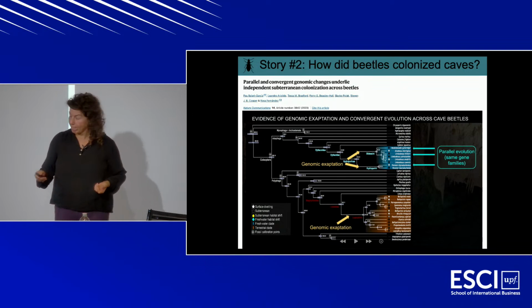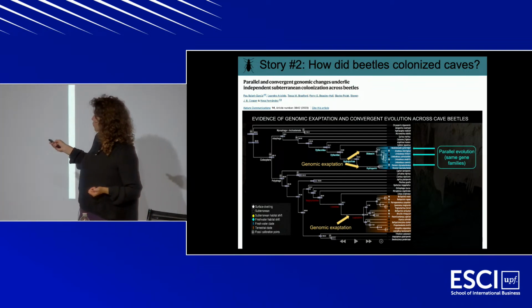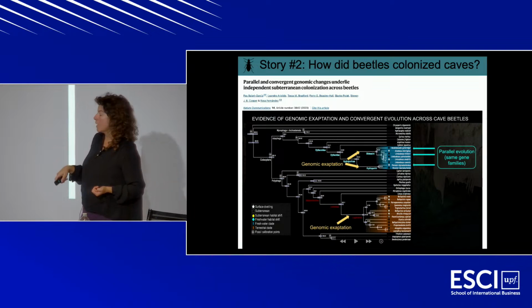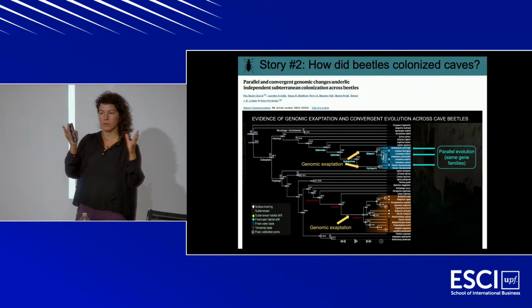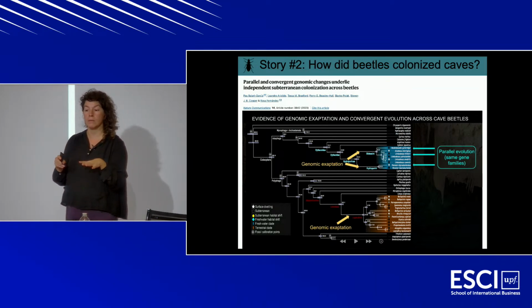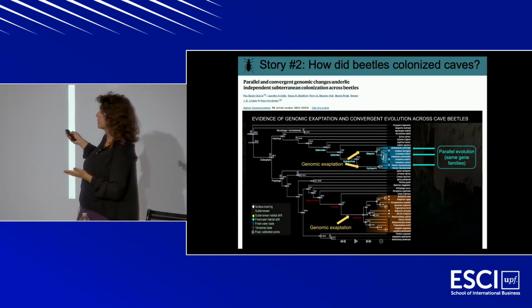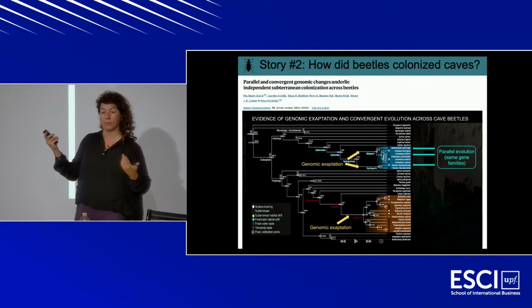So now we zoom in to compare each surface with each cave one. And what we saw is that the gene families that were expanding or contracting were exactly the same. This is what we refer to in this context as parallel evolution.